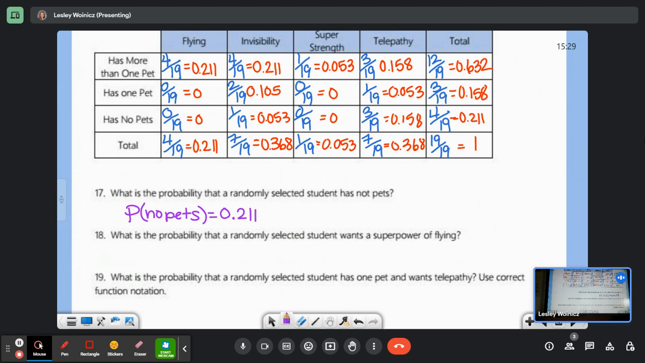What about the probability that a randomly selected student wants a superpower of flying? So probability of flying. Okay, what about the probability that a randomly selected student has 1 pet and wants telepathy? Okay, it doesn't say given, but do you see that there's a given hidden there?